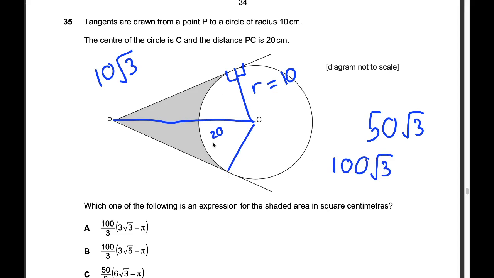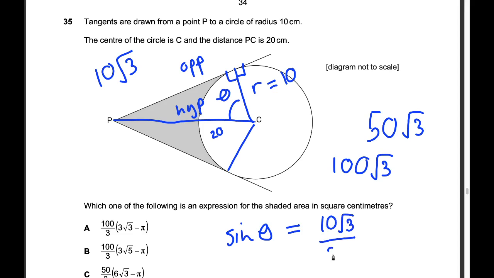Okay, now I need to think about this sector on the inside here. It would really help if I knew this angle, which I can work out. It's a right angle triangle, so this is my opposite side, and this is my hypotenuse. So I can use sine of the angle, which I'm going to call theta. Oops, that's a really bad theta. That is theta. So sine theta is equal to 10 root 3 over 20.